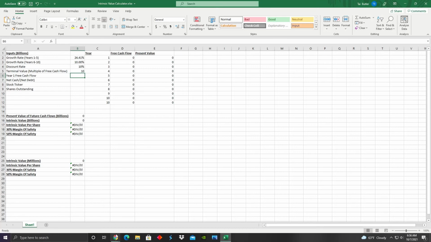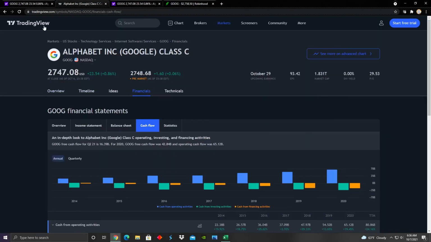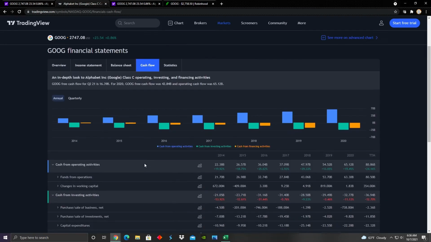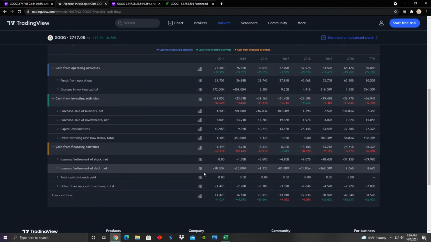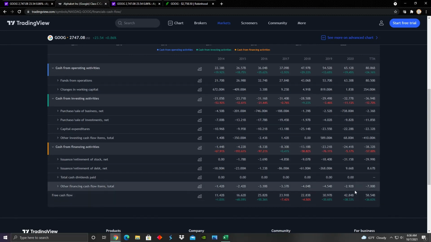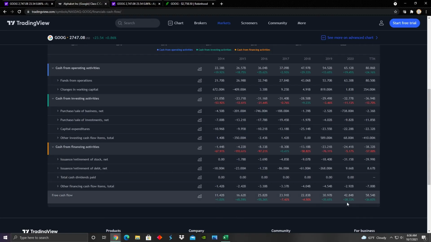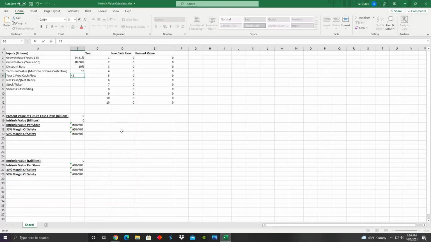Then I'm going to look for their year one cash flow. An easy way to find this is just by going to TradingView and looking at their cash flow statements, and scrolling down, we can see that their free cash flow for the year ending in 2020 was $42 billion. So I'm going to put that in right here. It was 42,000,000,084.